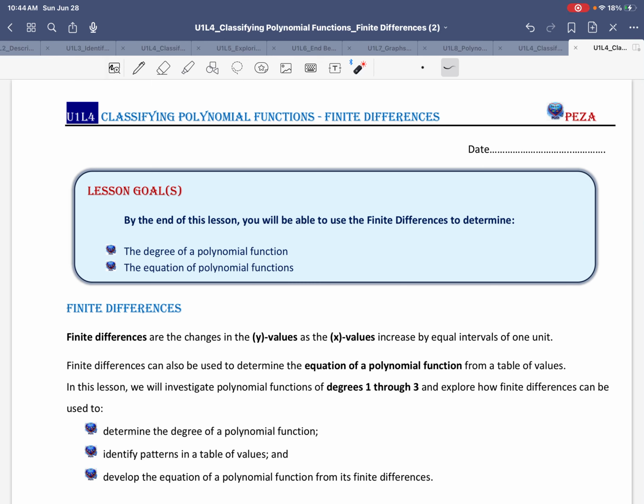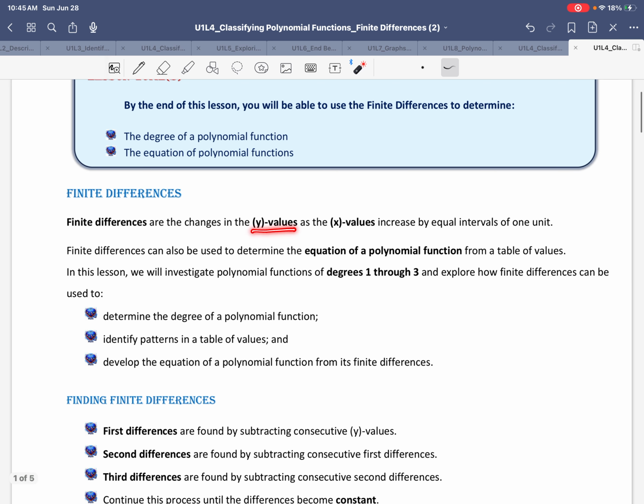In this lesson, we'll analyze finite differences and discover the connection between them and equations of polynomial functions. Now, remember that finite differences are changes in the y values as x values increase by equal intervals of 1 unit. Finite differences are used to determine the equation of a polynomial function when only a table of values is given, so we can discover the equation by using a table of values.